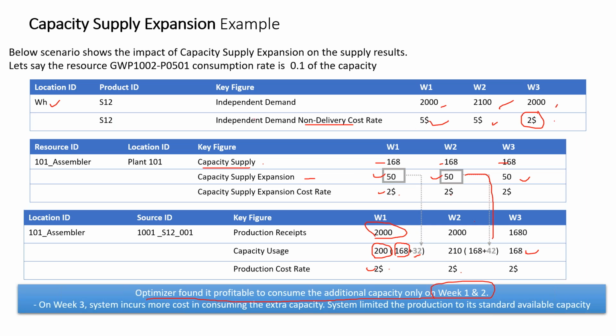Whereas on week 3, the non-delivery cost itself is $2, but you incur a cost of $4 if you do a capacity supply expansion. And the system thinks that it is not necessary to consume the extra capacity. I'll just stick to my available capacity of 168, and then it does only 1680 of the production, and I'll ship it accordingly. On week 3, the system incurs more cost in consuming the extra capacity. This is key. The system limited the production to its standard available capacity.